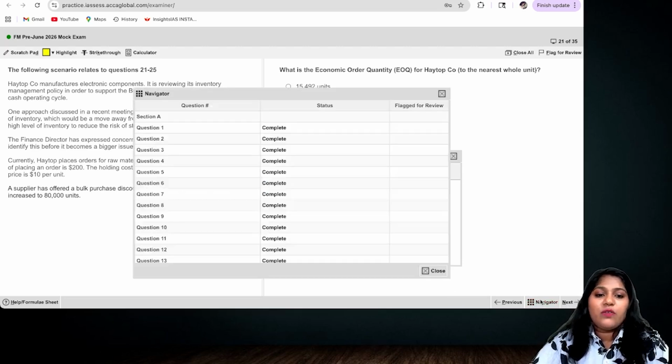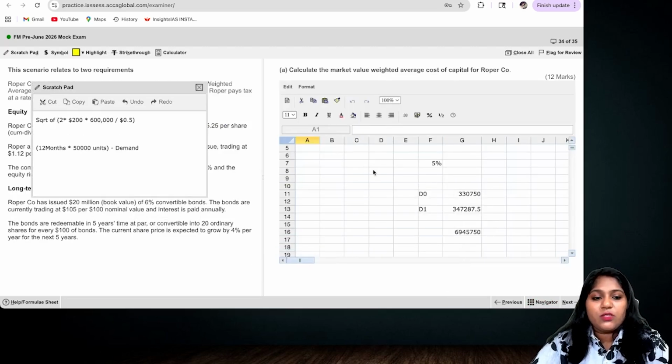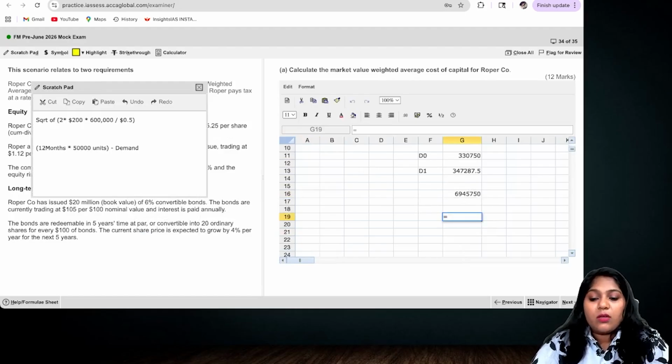See, again, don't waste your time. Go to a quick section C question spreadsheet. Use that spreadsheet to calculate an answer on this. Is equals to SQRT of 2 into 200 into 600,000 divided by 0.5. It's okay, guys. You can do it in the regular also.